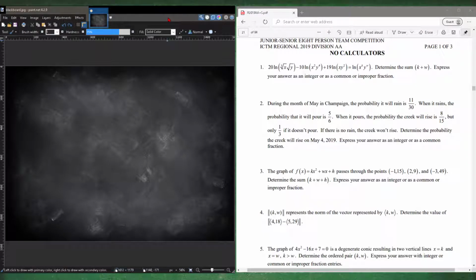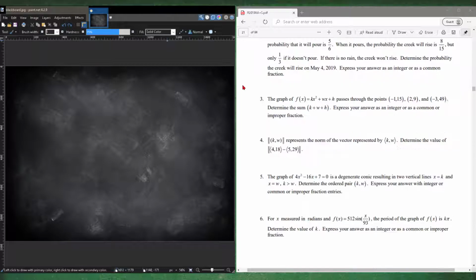Today I'll be covering the ICTM Regional 2019 Division AA Junior Senior 8-person. It's basically just like the freshman sophomore 8-person, but now for juniors and seniors. I'll be splitting up this contest into two parts. The first part, which I'll be covering questions 7, 9, and 13, and the second part, which I'll be covering 17, 18, and 19. Okay, as usual, I'll take a minute to scroll down for all 20 questions.